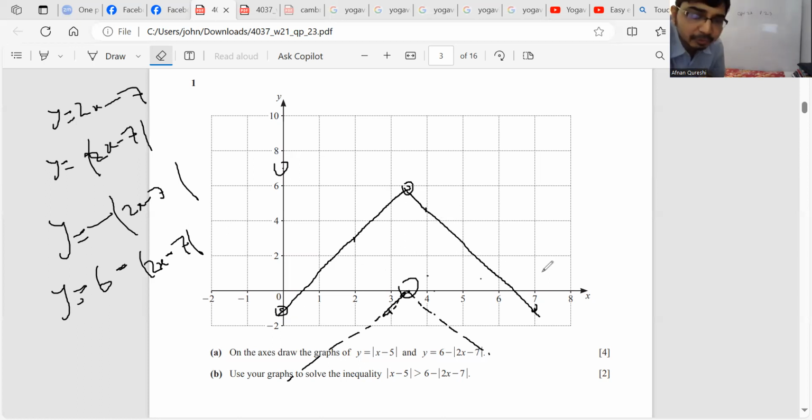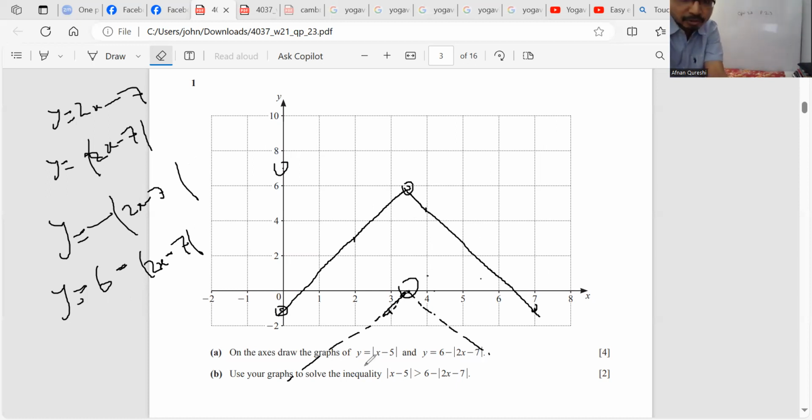So this is the graph of y equals 6 minus modulus 2x minus 7. At x equals 3.5 you have the vertex. This point is very important. It happens when 2x minus 7 is equal to 0. So take one or two values on this side. For example, when x equals 0, y equals minus 1. Then take one or more values on this side also. When x equals 7, y equals minus 1. So this graph is drawn now.